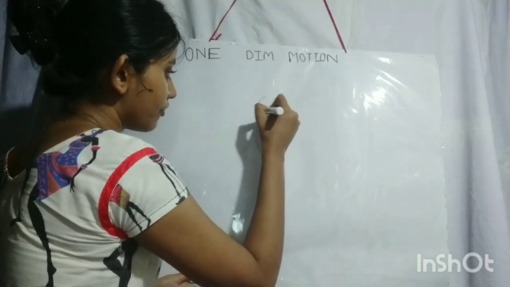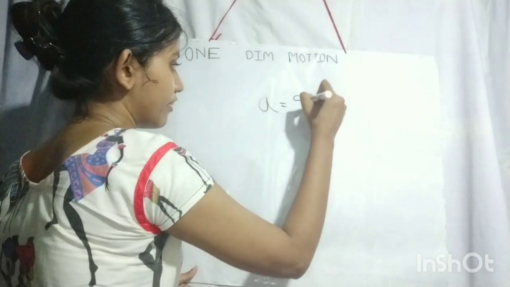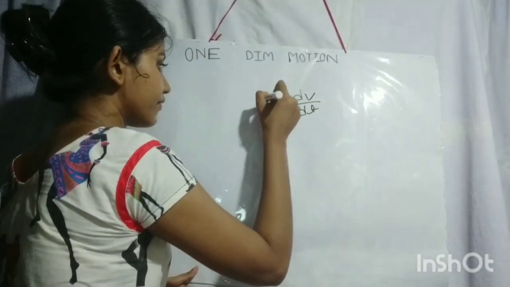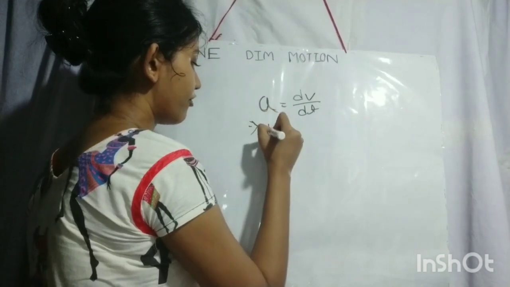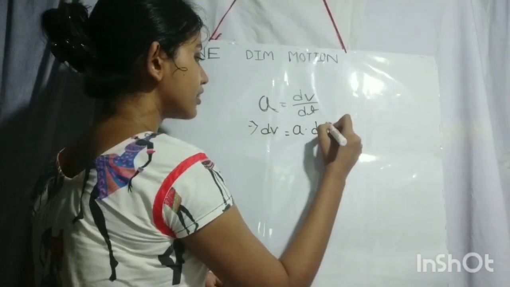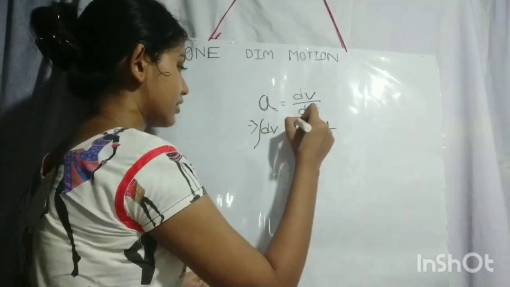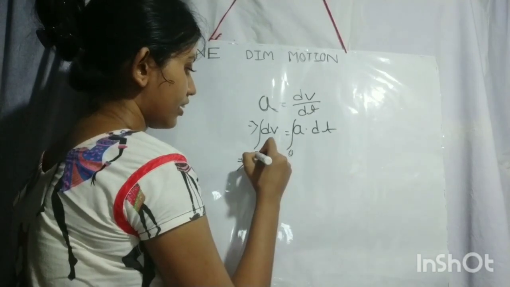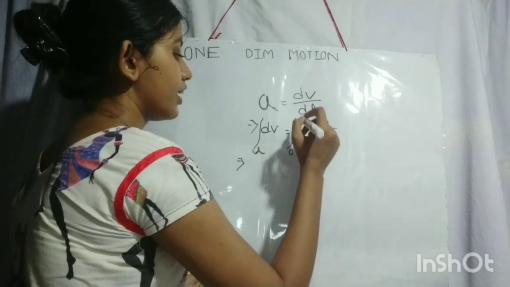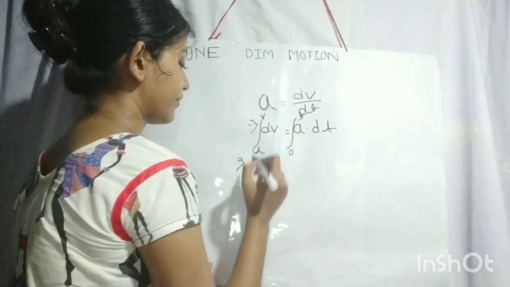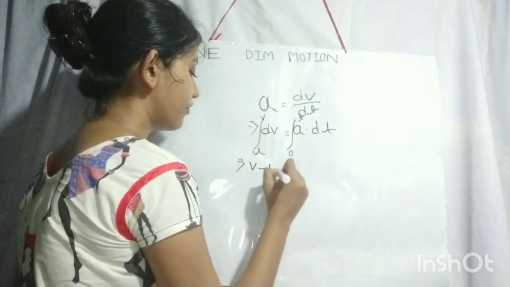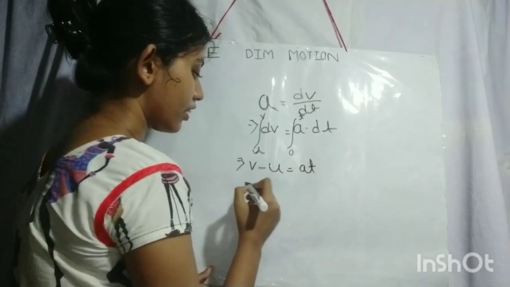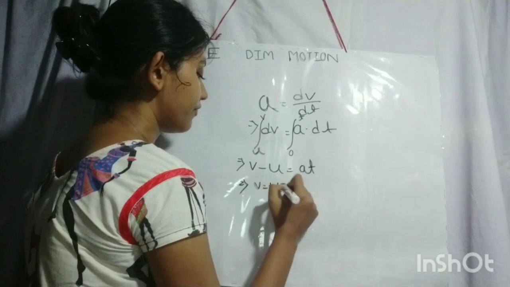So students, I will discuss some fundamental rules in this chapter. Let's start. We already know a equals dv by dt. So dv equals a into dt. Let's integrate it. Let at t equals 0 the velocity was u, and at t equals t the velocity is v. So v minus u equals at, so v equals u plus at.